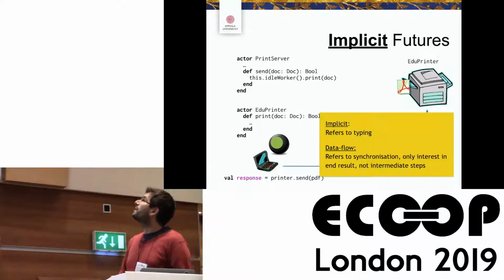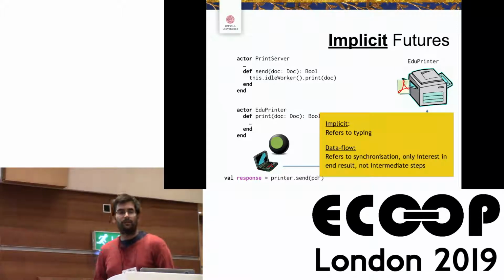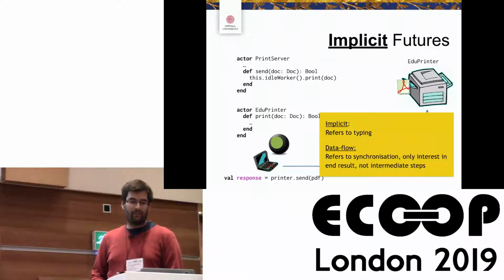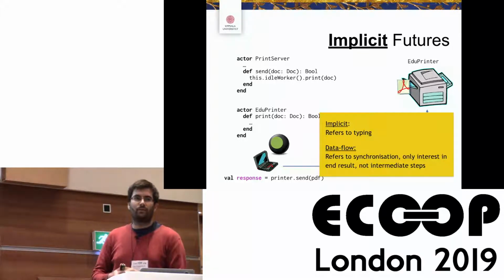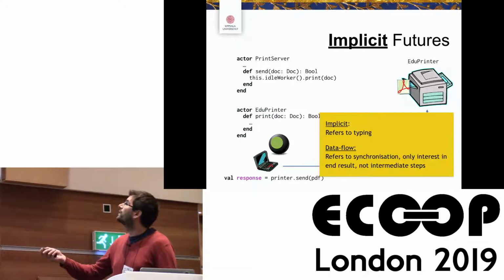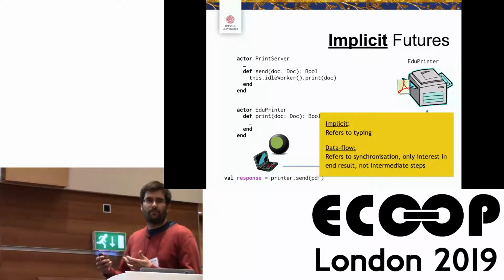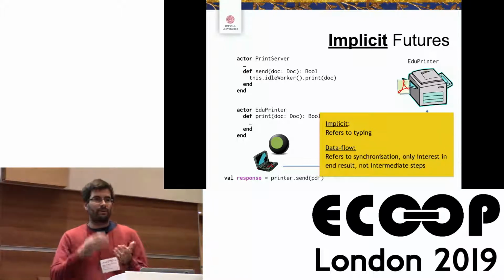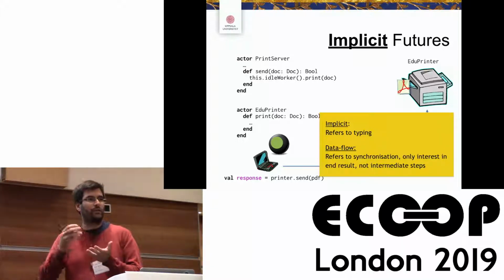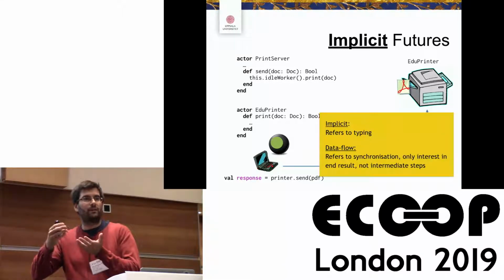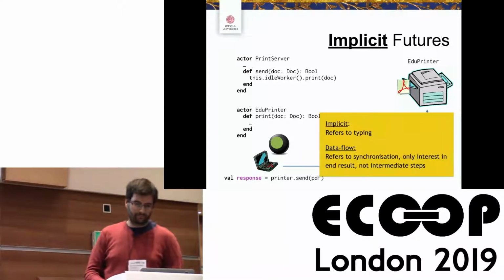So implicit futures, in this case, refers to not having access to the future type. Ludovic Henrio identified that implicit futures have been so far linked to data flow synchronization, where we understand data flow synchronization as not caring about the intermediate steps, just going from this variable and getting the result automatically. But you don't have access to the intermediate steps, which possibly doesn't allow you to encode some kind of communication patterns when you want to see that something has been scheduled and then something has been run or similar.